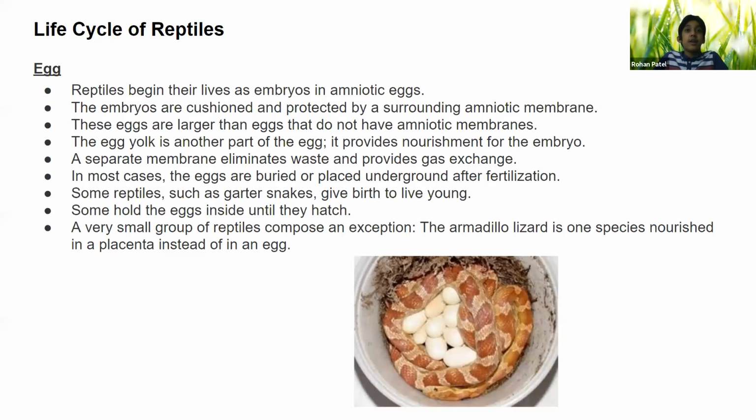The egg yolk is another part of the egg. It provides nourishment for the embryo. A separate membrane eliminates waste and provides gas exchange. In most cases, the eggs are buried or placed underground after fertilization.